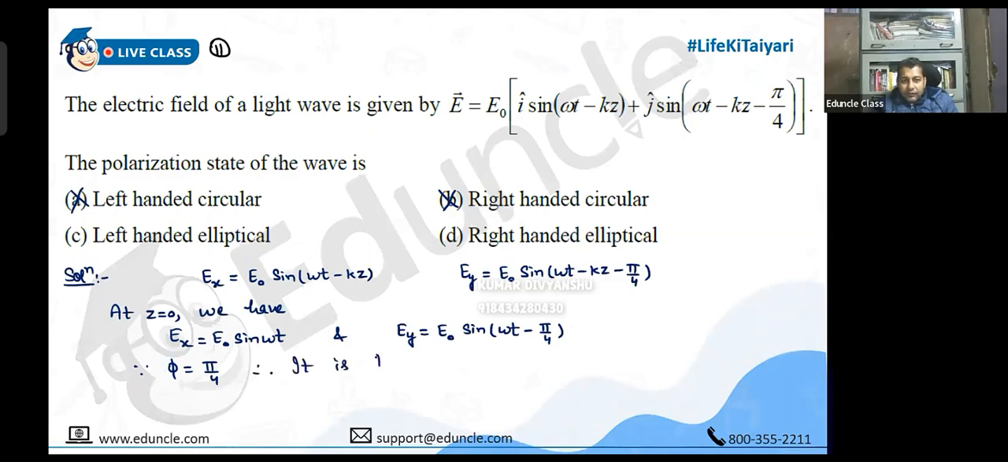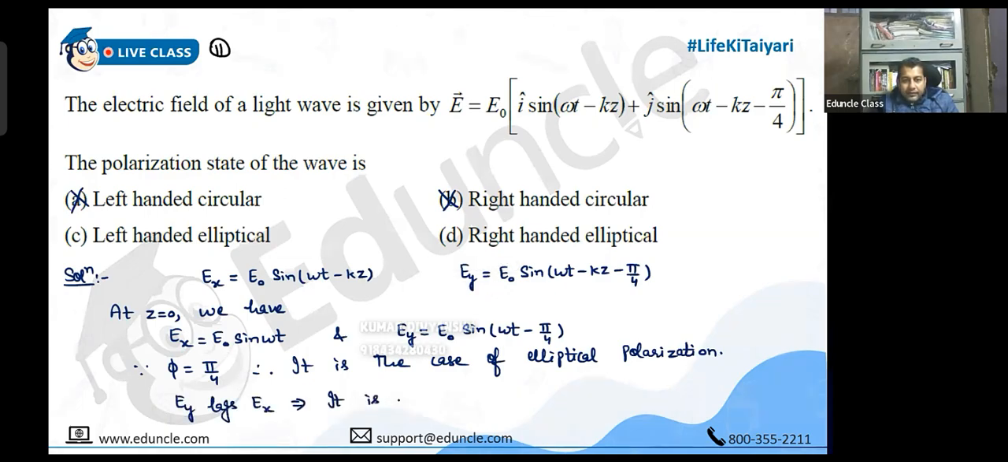Therefore, it is the case of elliptical polarization. Okay, now EY lags EX. This shows it is right-handed.